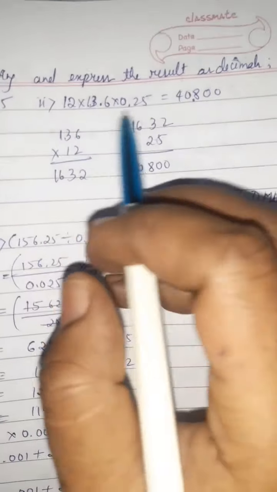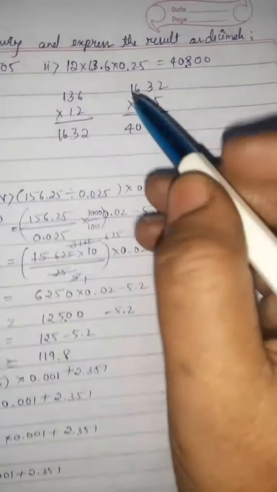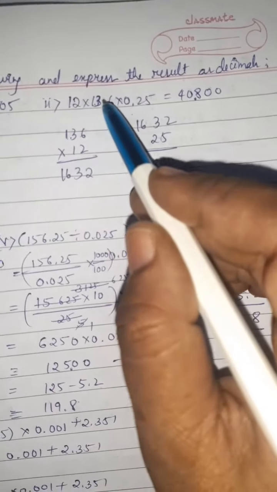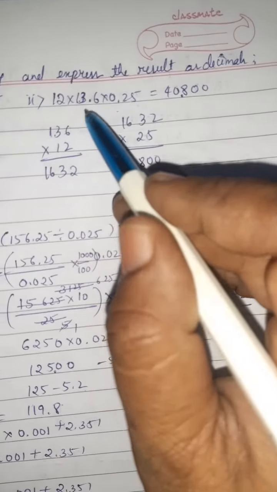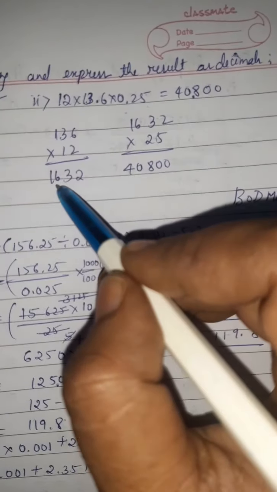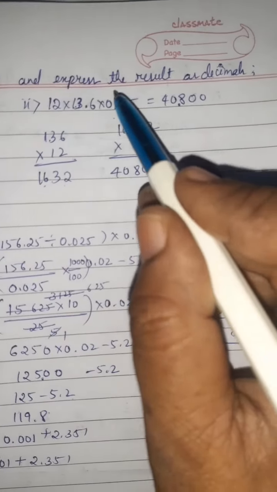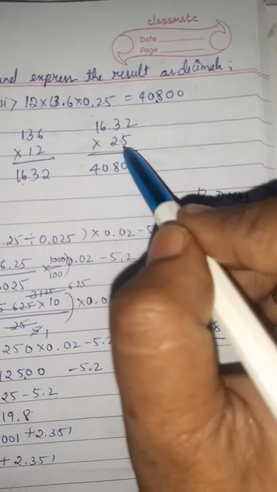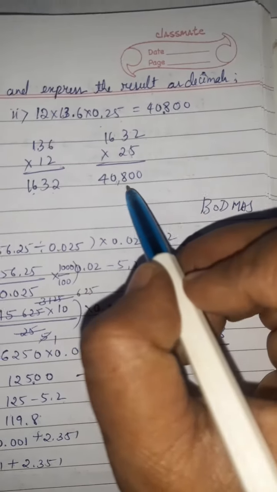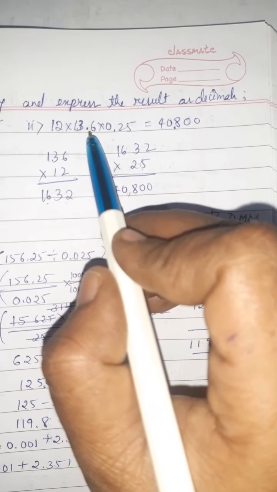Question number 2, same type, children. Question is 12 into 13.6 into 0.25. Let us neglect the decimal point. Directly we are going to multiply 136 into 12. We get 1632 into, let us neglect the decimal point here, into 25. When we multiply, we are getting 40,800.